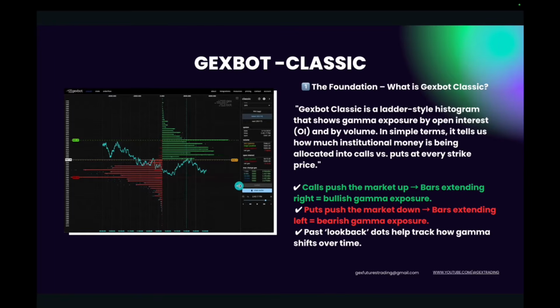So anyway, when you see all these calls, basically the profile is telling us that if there are more calls than puts, that might push the market up, right? So all these bars extending to the right are bullish gamma exposure. Puts are the red bars extending to the left, which are bearish gamma exposure, right?